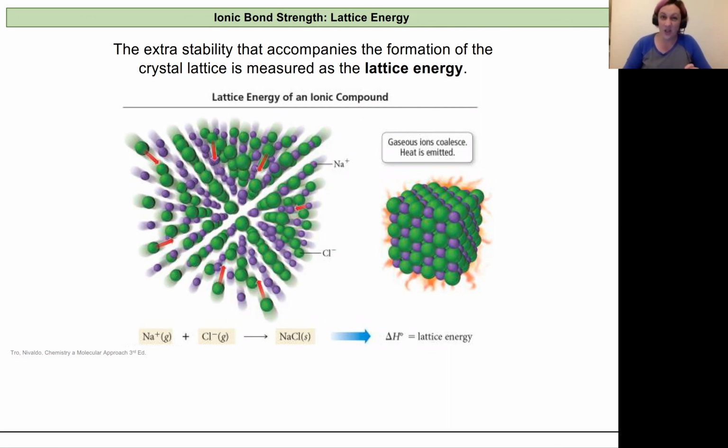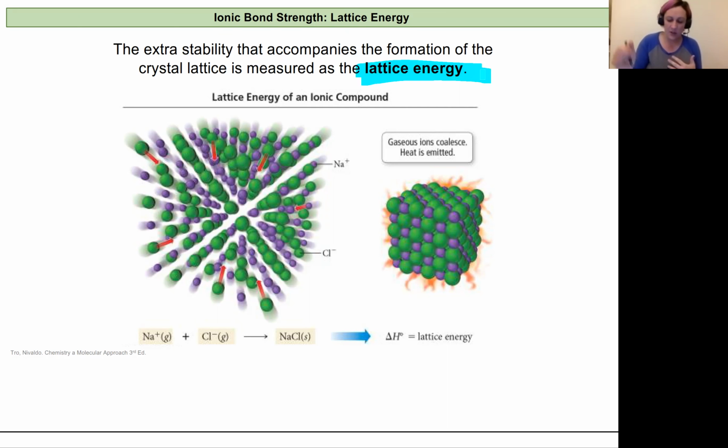Now I'm going to switch gears and talk about ionic compounds in terms of bond strength. We're going to look at ionic bond strength, which we really measure as lattice energy. So remember, we talked about when we form these crystal lattices of ionic compounds that there is stability that comes from bringing all of these positive and negative charges together to arrange themselves in a way that maximizes their opposite charge interactions and minimizes their same charge repulsions. And so extra stability comes with the formation of that crystal lattice, and the name for it is the lattice energy.